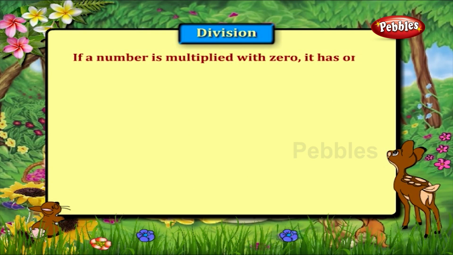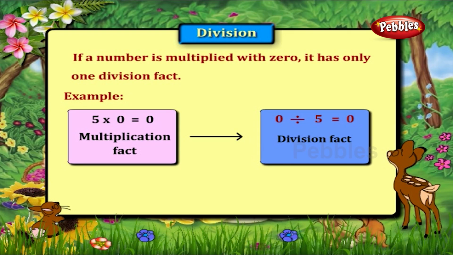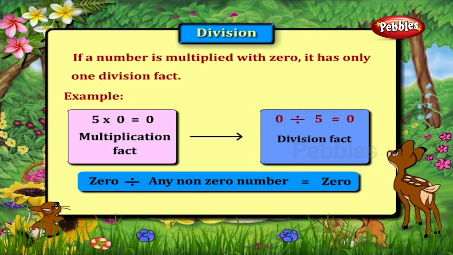If a number is multiplied with 0, it has only one division fact. For example, 5 into 0 is equal to 0 is a multiplication fact. The division fact for this will be 0 divided by 5 is equal to 0. 0 divided by any non-zero number is equal to 0.